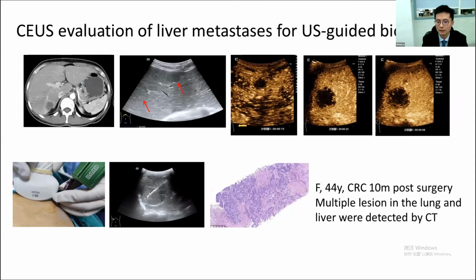colorectal carcinoma surgery, multiple lesions were detected in the lung and liver. And the contrast-enhanced ultrasound showed a massive necrosis in the hepatic mass. Then the biopsy was carried out, avoiding the enhanced area, and a necrotic specimen was obtained and proved by pathology to be colorectal liver metastasis.